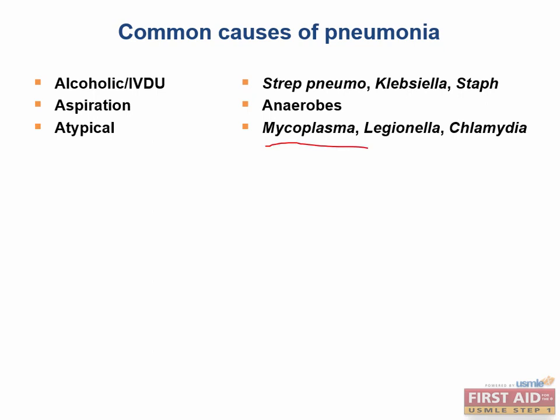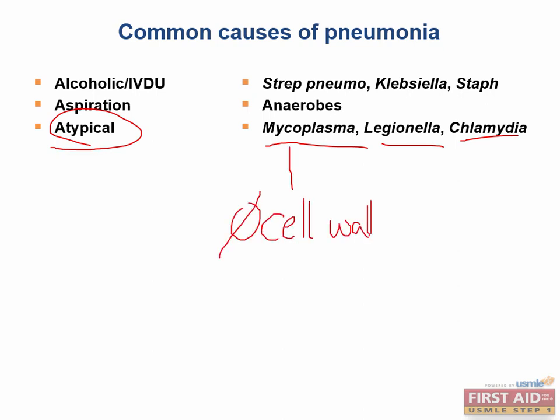Mycoplasma, Legionella, and Chlamydia are atypical causes of pneumonia. And why is it called atypical? Well, because these are atypical bacteria. They do not show up classically on gram stain because there is something unique about them. Do you remember what is unique about mycoplasma? Mycoplasma doesn't have a cell wall and therefore is not going to show up on gram stain.